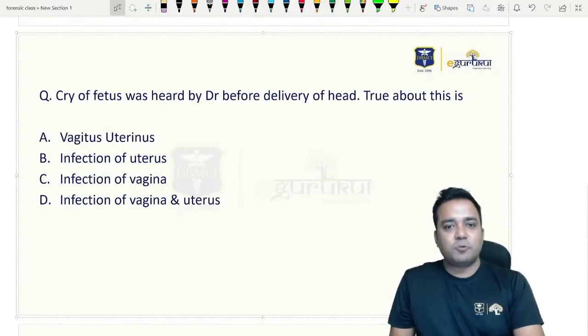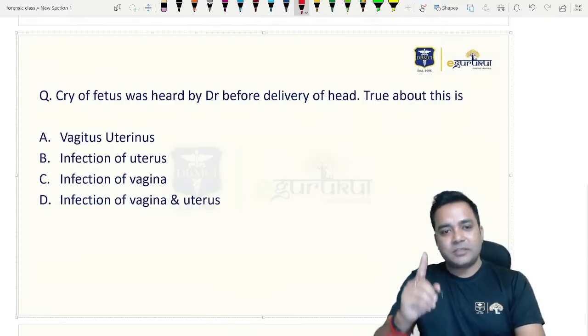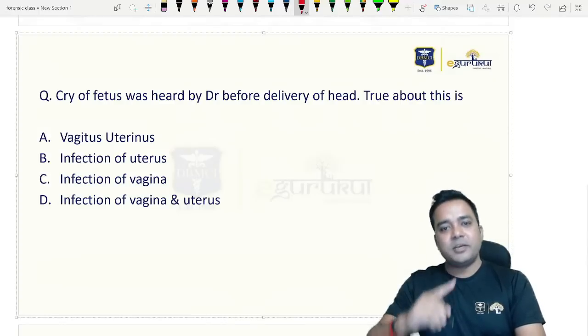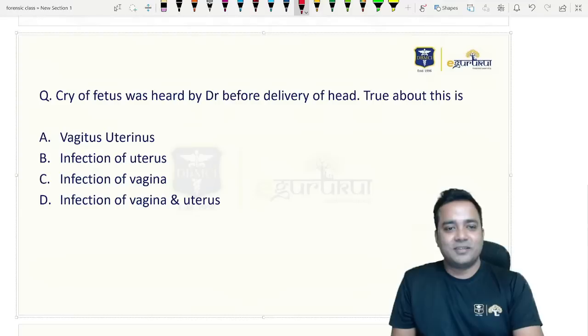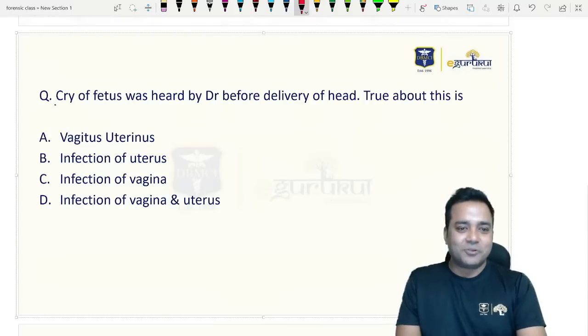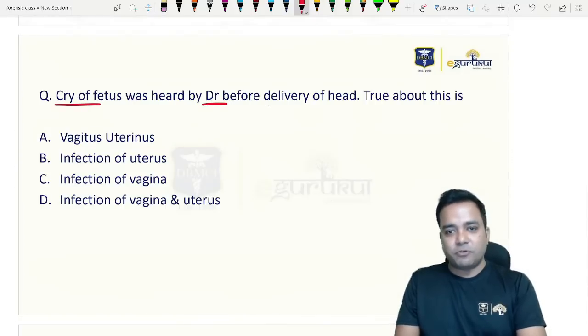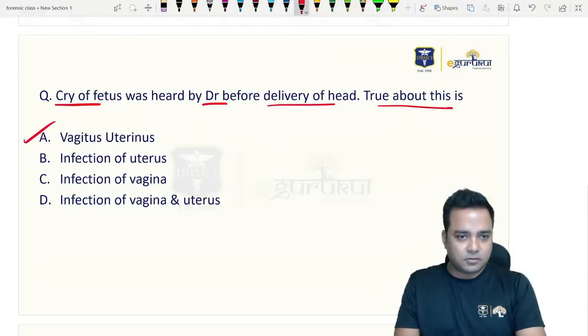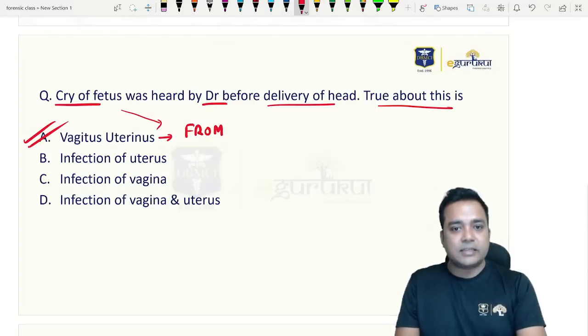I used to stress this when we studied the fetal death topic, that this is a question which has been asked in FMG exams and it can be asked in any future exam. These were the exact lines, and it was asked in the INI-CET exam. Very good. So, cry of the fetus was heard by the doctor before delivery of the head. What is true about this? This goes with vagitus uterinus. When the cry of the fetus is heard from the uterine cavity, when the head is still inside the uterus.